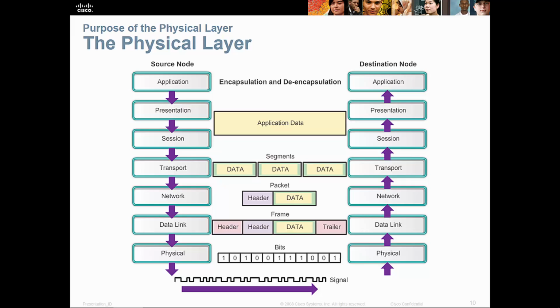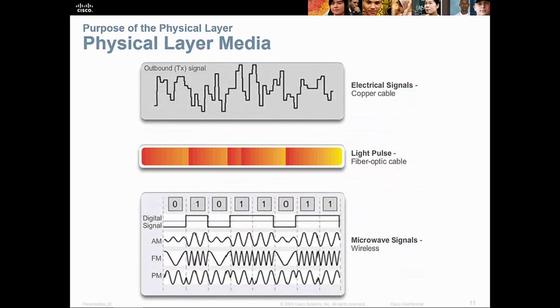Okay, we are dealing with the physical layer, the bottom layer, and that's going to be transmission in bits. If we are looking at some of the physical medias, that's going to be either copper, fiber, or wireless, or microwave. We could see the different types of signals. Copper is going to be electrical, fiber is going to be light pulses, and some type of wireless should be microwave signals or radio frequency signals.